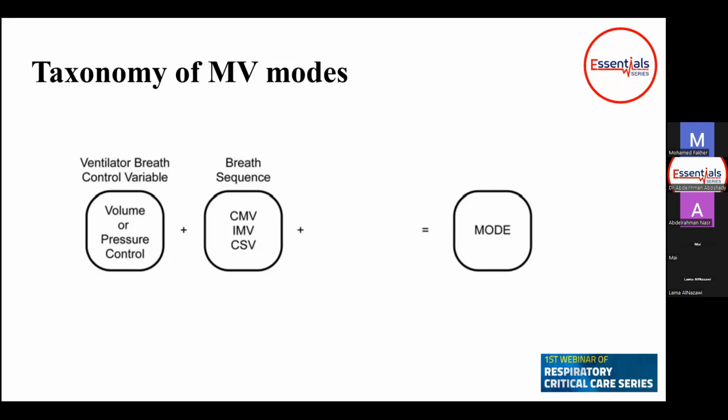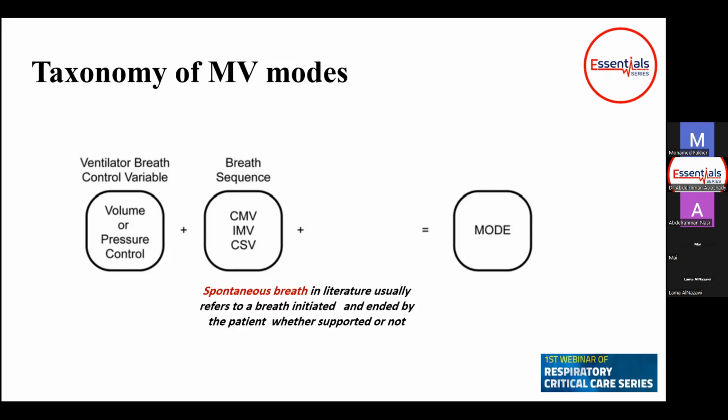And any mode which gives only spontaneous or supported breaths is called continuous spontaneous ventilation. So we have CMV and CSV. And some modes can give mandatory breaths, and in between, they give some supported or spontaneous breaths, like the SIMV. So the breath sequence here is intermittent mandatory ventilation. So we have three breath sequences: CMV, IMV, and CSV.